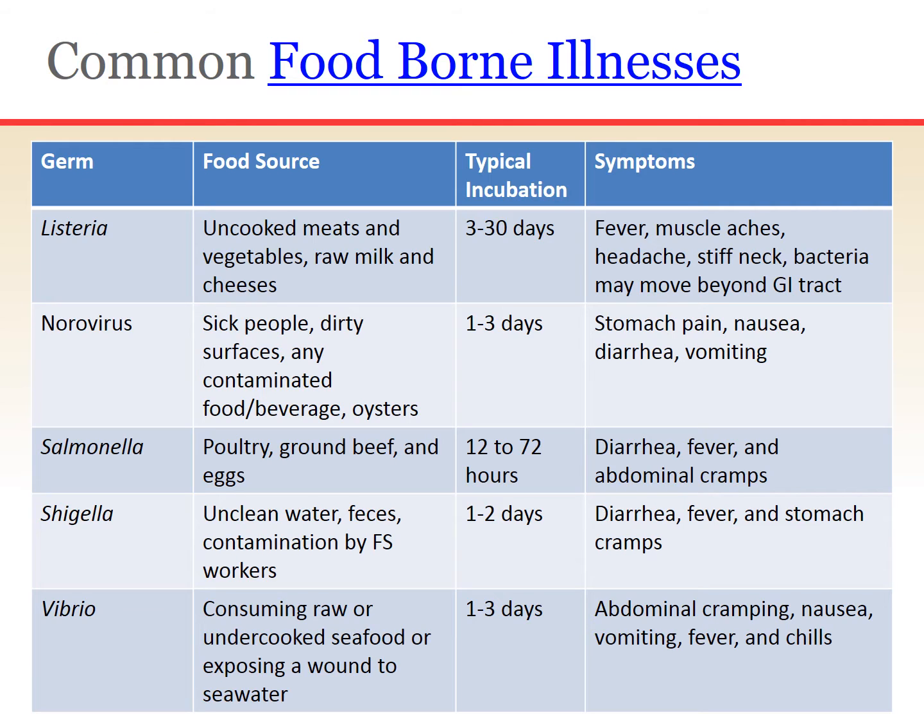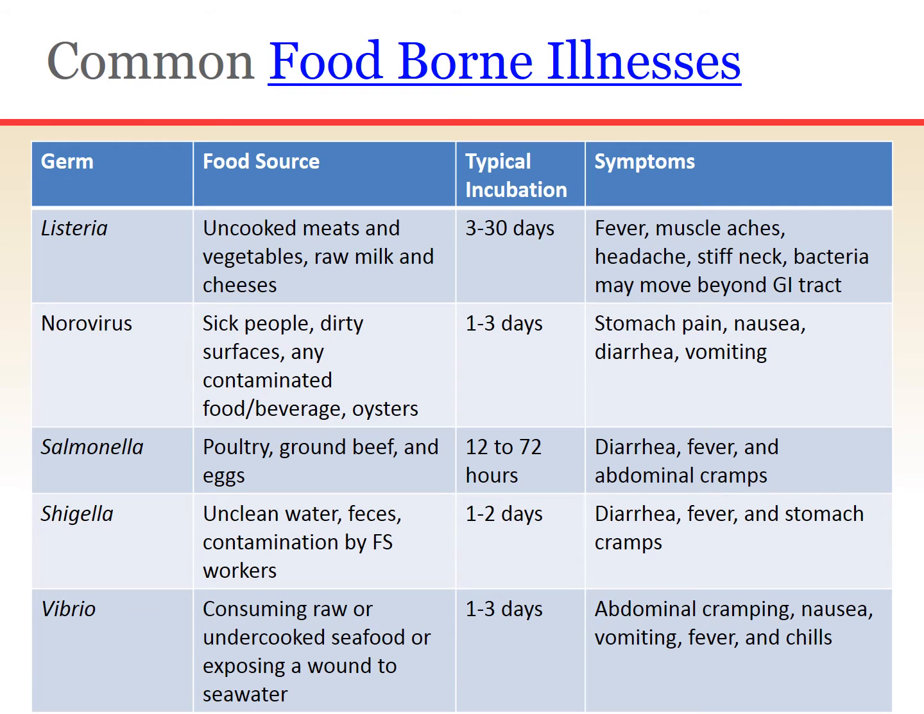Salmonella is commonly found in poultry, ground beef, and eggs. And for the eggs, it's actually found typically on the outside of the shell, and the inside can be contaminated once the egg is cracked, but it's unusual for there actually to be salmonella contamination inside the egg itself from the outset. Typical incubation is 12 to 72 hours, and symptoms include diarrhea, fever, and abdominal cramps.